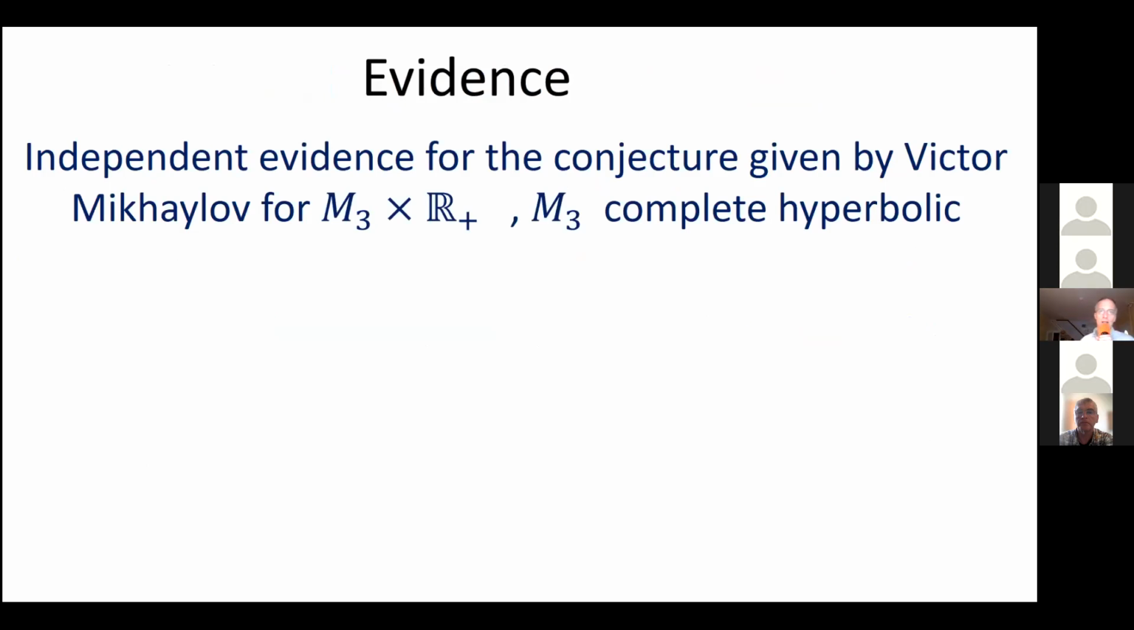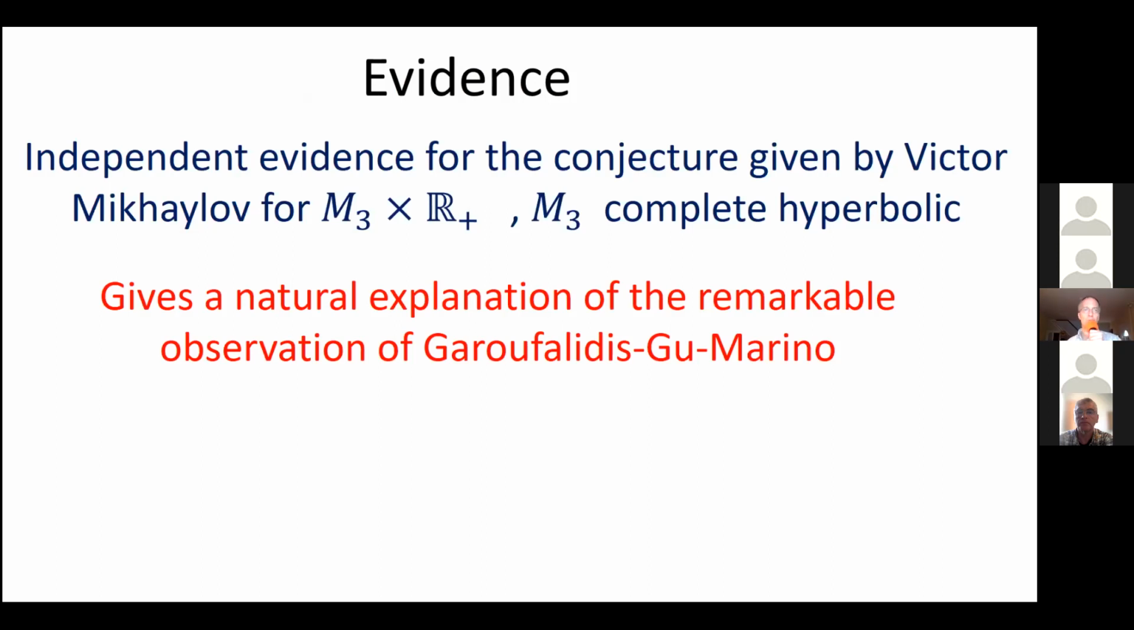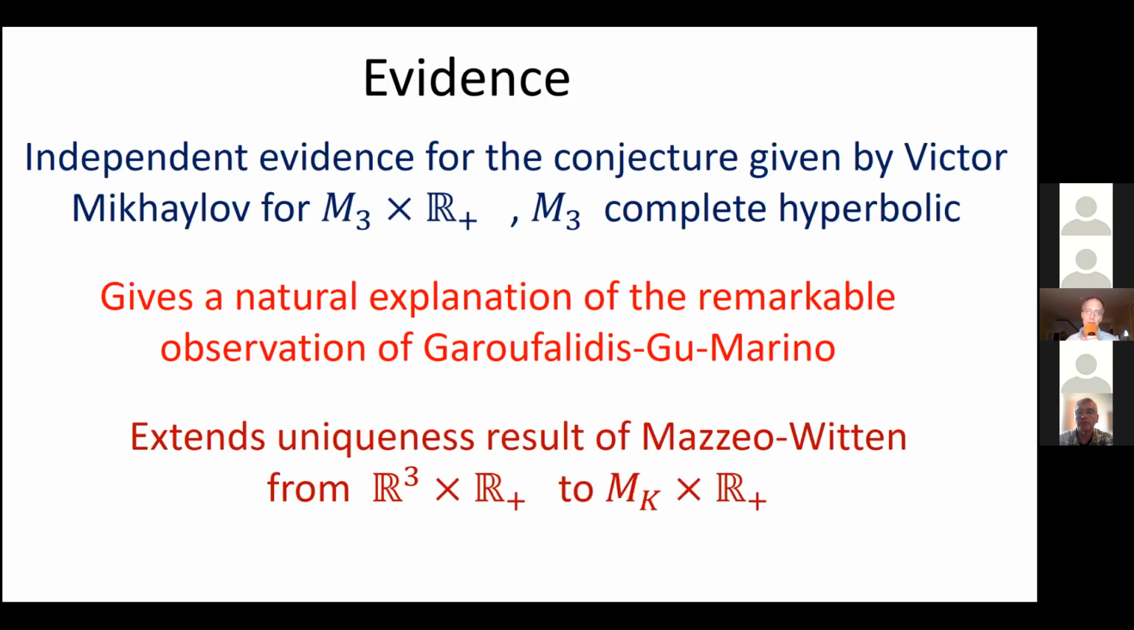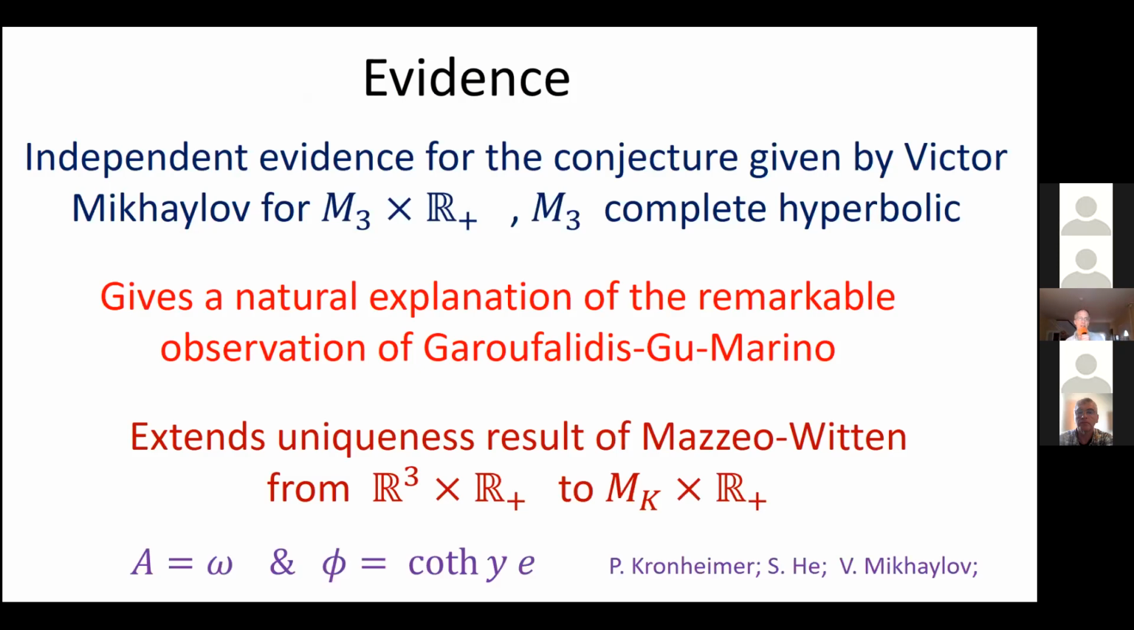And as I said before, exactly that conjecture had been made by Viktor Mikhaylov for general complete hyperbolic three-manifolds M3. And in his paper, he presents a number of pieces of evidence for that conjecture. It's related to a volume conjecture of Jones polynomials. It also, as I just demonstrated, gives a natural explanation of the remarkable observation of Garoufalidis, Gu, and Mariño, and it extends a uniqueness theorem, due to Taubes and Witten, where they stated it for Euclidean R3. So it's extending it from Euclidean R3 to hyperbolic three-manifolds. If indeed the solution is unique, then we actually know the solution exactly. It's given by these formulas here.